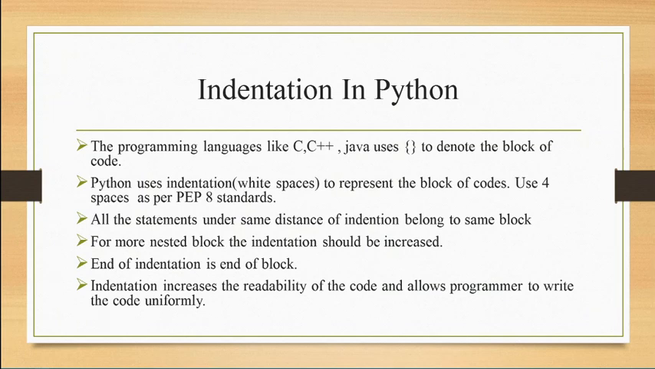Indentation in Python. Programming languages like C, C++, Java use curly brackets to denote the block of code. Python uses indentation, that is white spaces, to represent the block of code. Use 4 spaces as per PEP 8 standards. While writing Python code, the user should follow PEP 8 standards. Link for this is provided in the description box.